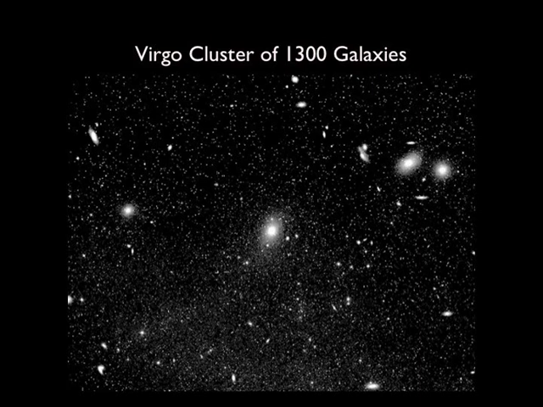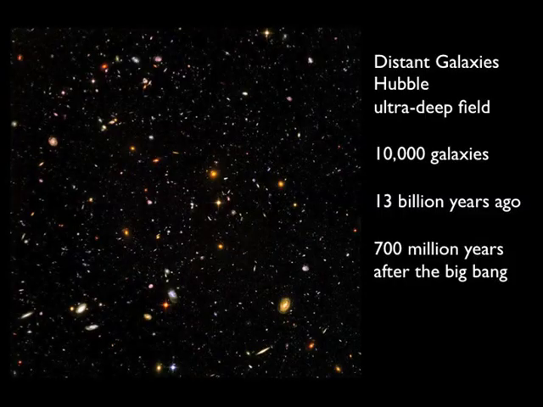There's a cluster of 1,300 galaxies in that photo. Galaxies come in clusters. The Hubble telescope can collect very faint light. And in this photo, every dot of light is a galaxy. And that's called the Hubble Ultra Deep Field. There are 10,000 galaxies in this ultra deep field. And this image comes to us from 13 billion years ago.